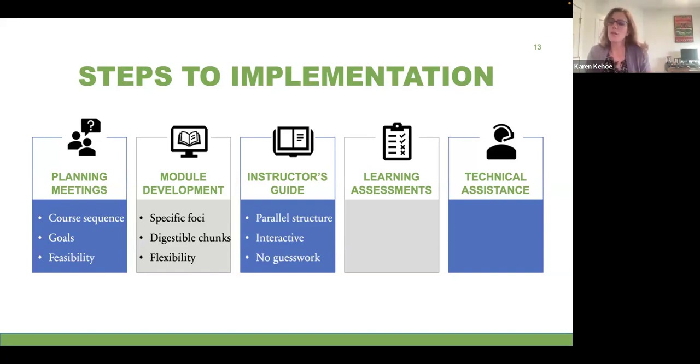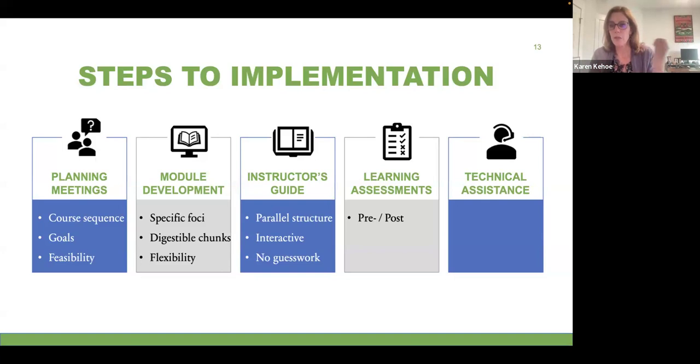So even something like sight word, we define exactly what we mean by sight word. We define exactly what we mean by the alphabetic principle. And so we put that glossary both in the instructor's guide and on the LMS for the students to access, so that everybody is speaking the same language.